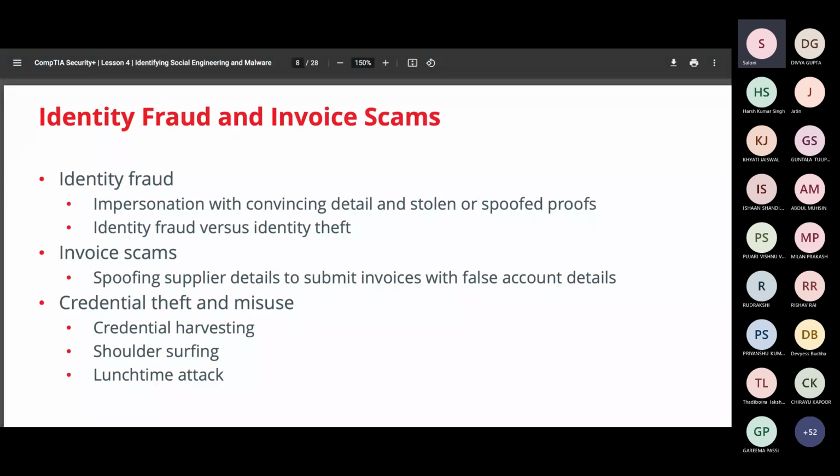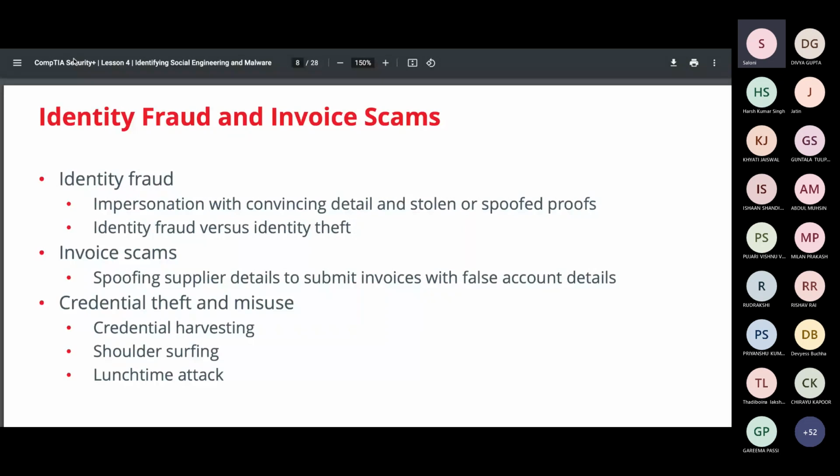For invoice scams, the fraudster will usually spoof the invoice details of the genuine supplier but change the bank account number. This might rely on the target not double checking the account, or it might be combined with a social engineering contact call to convince the target that the account change is genuine or something like that. Sometimes when we use these terms, identity fraud and identity theft, they are basically used to distinguish between making up an identity versus stealing someone else's identity.